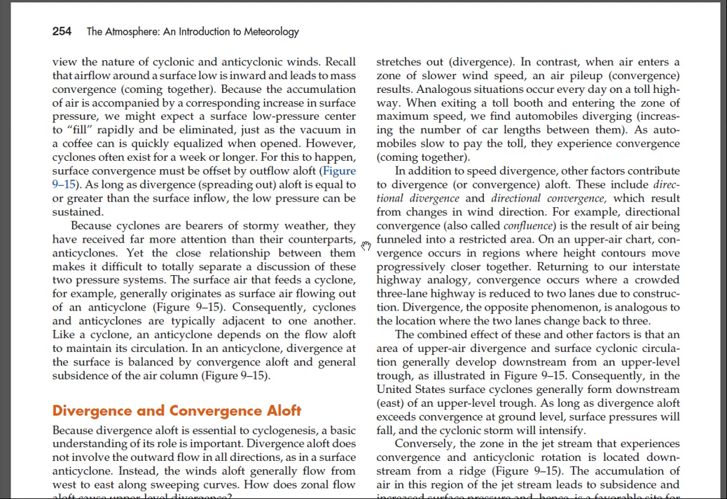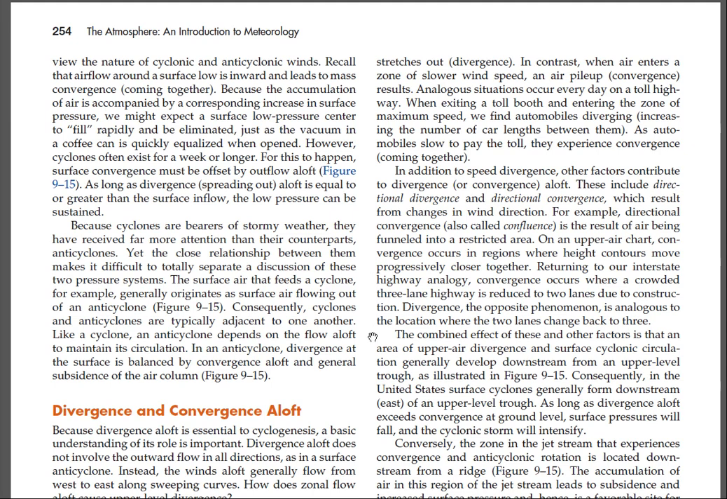Returning to our interstate highway analogy, convergence occurs where a crowded 3-lane highway is reduced to 2 lanes due to construction. Divergence, the opposite phenomenon, is analogous to the location where the 2 lanes change back to 3.